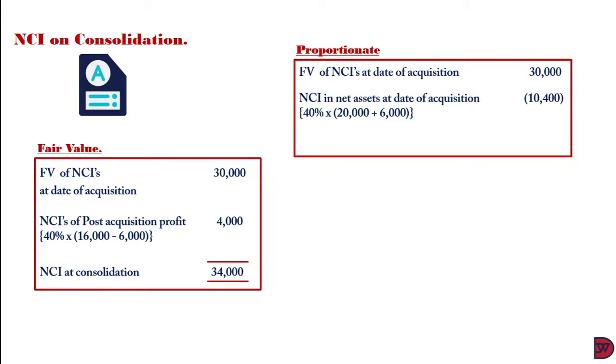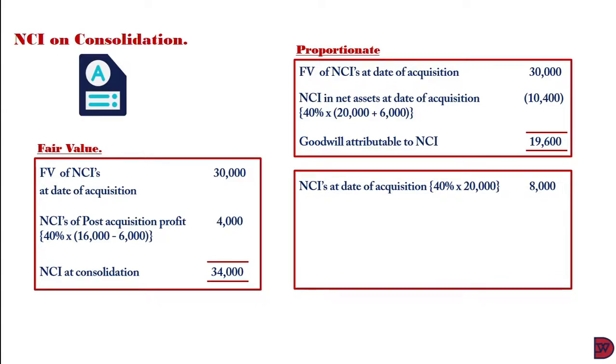Then the net assets to be attributed to the NCI, which is the 40% of the $20,000 share capital plus the $6,000 retained earnings at acquisition. When we subtract it, the goodwill to be attributed to the NCI will be $19,600. Then we now come to calculate the value for the non-controlling interest on consolidation.